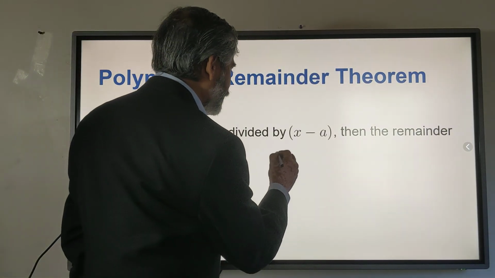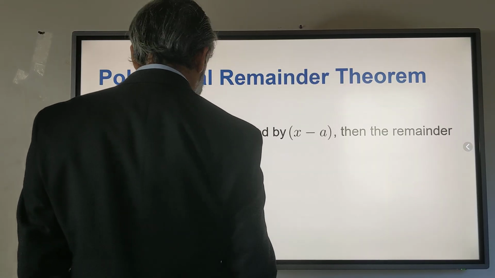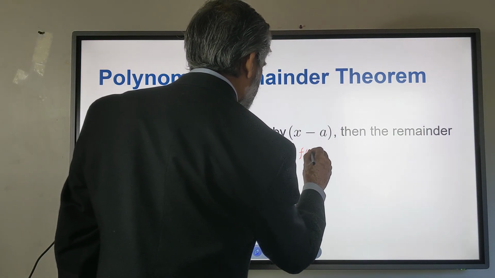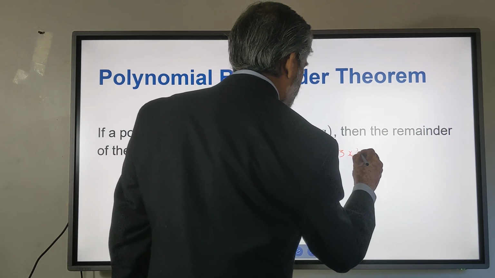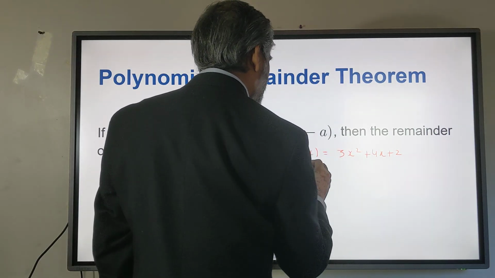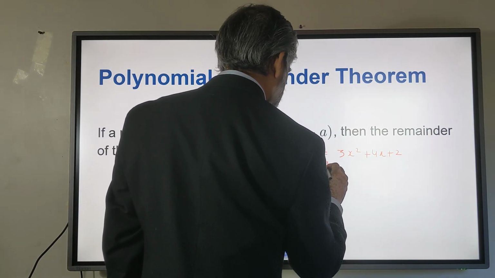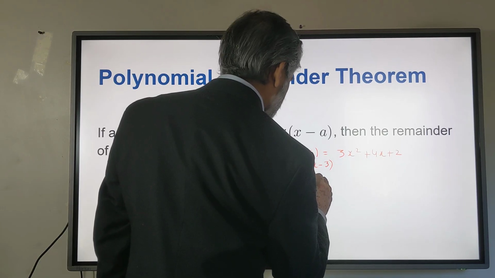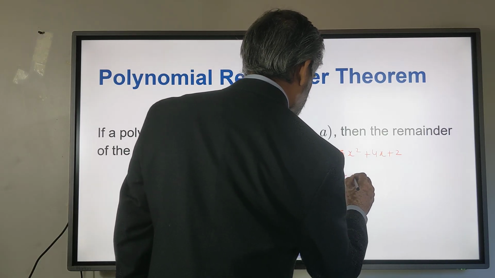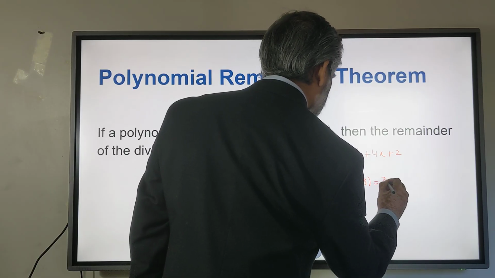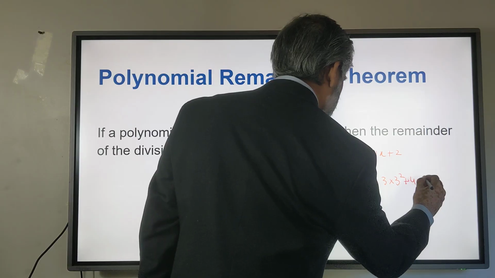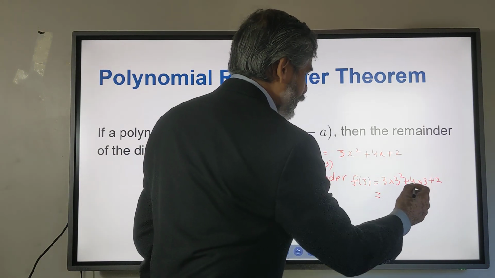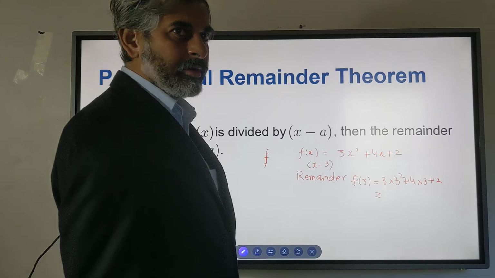So for example, if f(x), let's say, is equal to 3x square plus 4x plus 2, and you divide this polynomial by, let's say, x minus 3, then the remainder will be given by f of 3, which is equal to 3 into 3 square plus 4 into 3 plus 2, or you can do the calculation, 27 plus 2, 29 plus 12, 41.